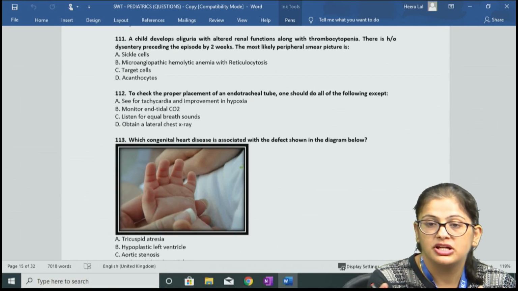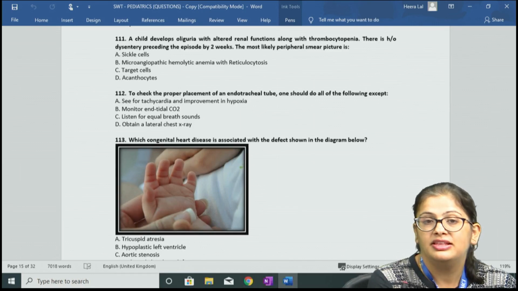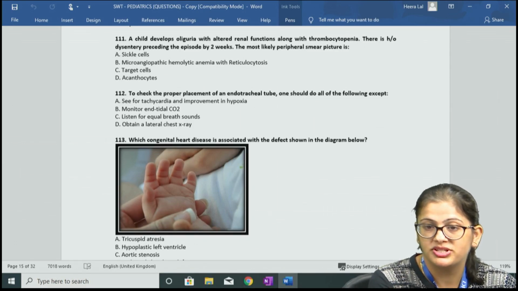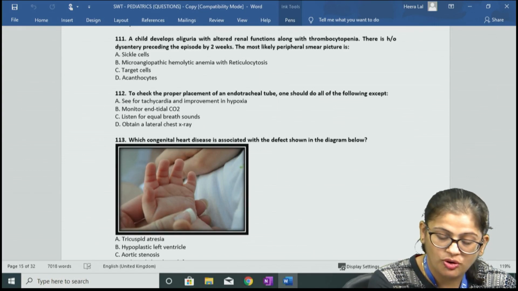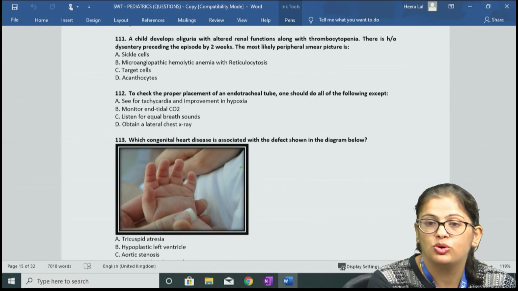So if there is a difference in the breath sounds, then that can also help you ascertain whether the tube is in place or not. So listening for the breath sounds over the lung fields will also help you ascertain the position of the tube.